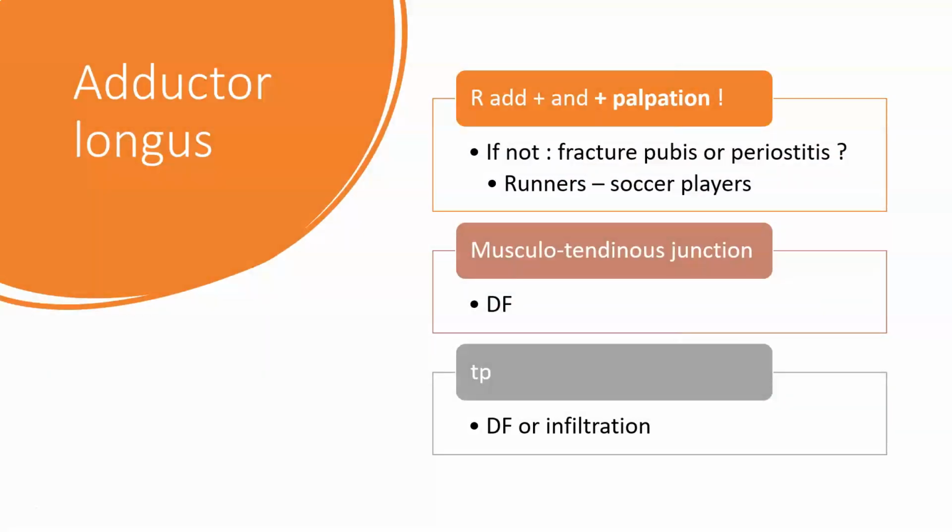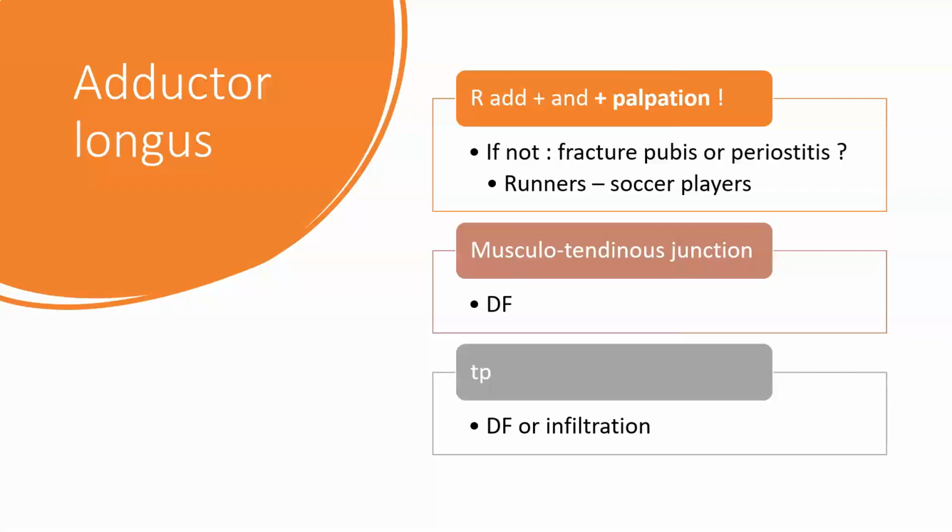So what do we find in the examination? Resisted adduction is painful, but we also need a positive palpation, a painful palpation. If the palpation of the adductor is not positive, then we suspect a pubis problem, a fracture or a periostitis.